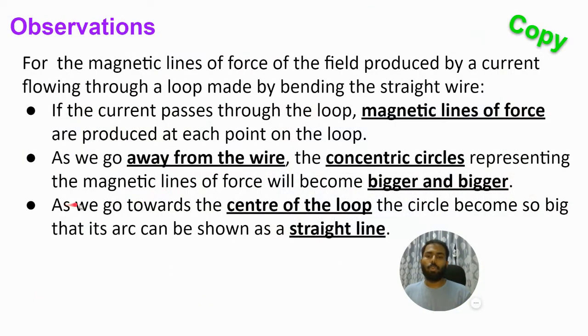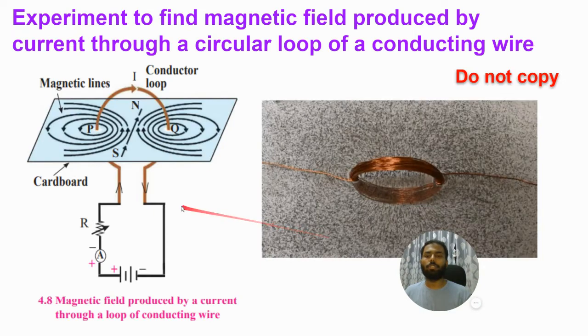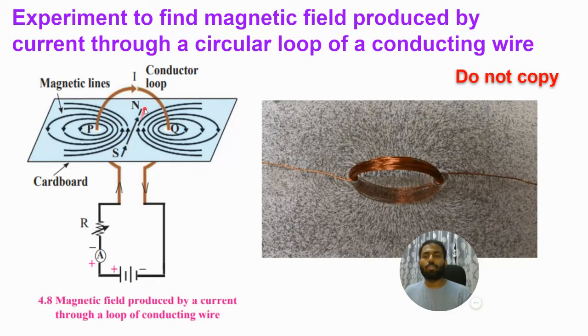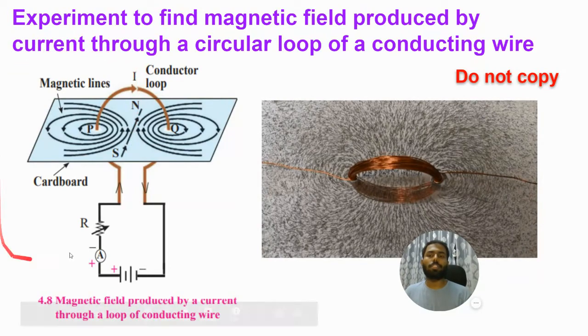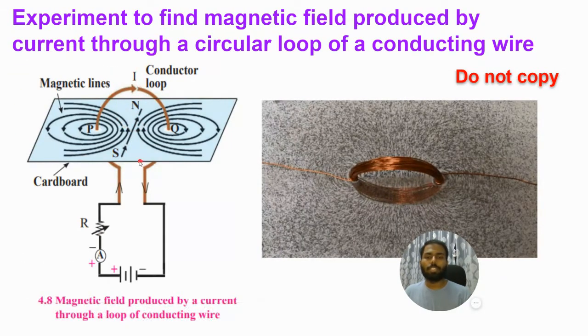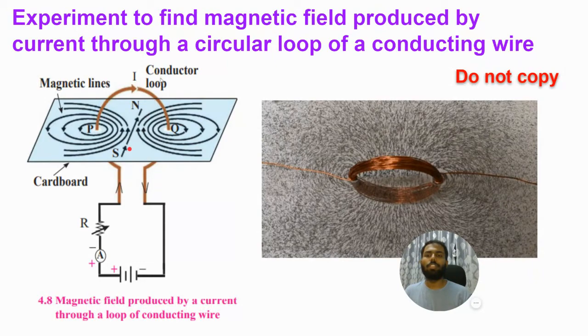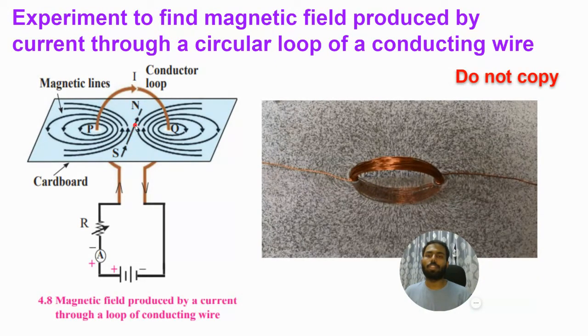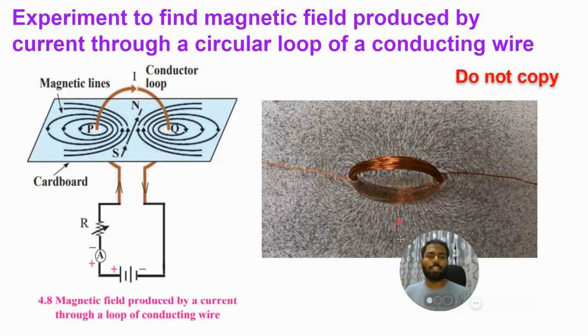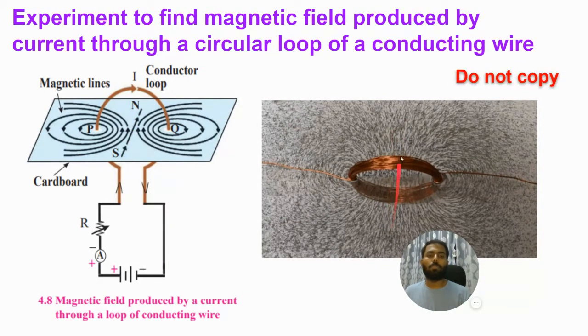Next, as we go towards the center of the loop, the circle becomes so big that its arc can be shown as a straight line. Okay, यहाँ पे अगर तुम गए तो ये इतना बड़ा सर्कल है कि उसका आर्क भी स्ट्रेट लाइन दिख रहा है. तो कितना बड़ा सर्कल होगा, राइट? This line almost looks like a straight line from north, जहाँ पे north to south लिखा है. You can see here also at the center the circle is so big कि almost वो भी straight line की तरह दिख रहा है.